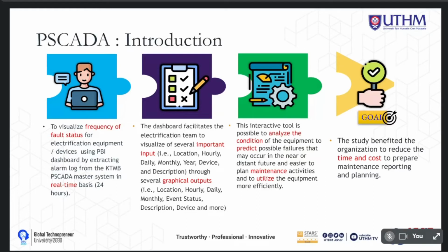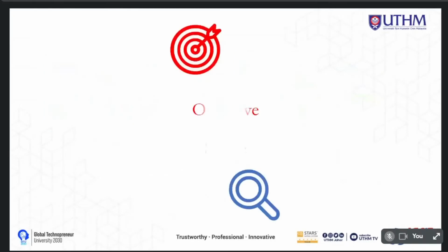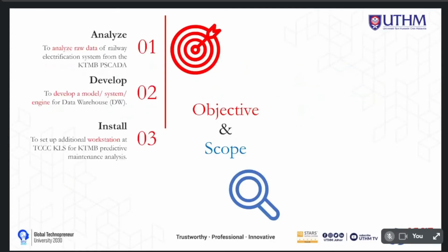So the goal is to help the organization reduce the time and cost of preparing the maintenance and reporting. So this is the objective and scope. Begin with analyzing the data, then develop a model using a data warehouse, and then set up an additional workstation at the TCC council for KTMB predictive maintenance.